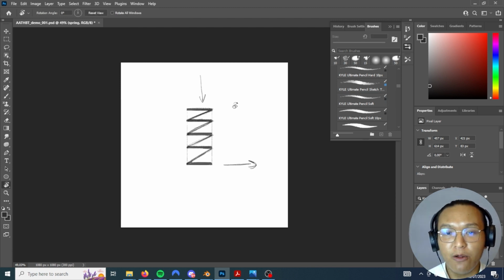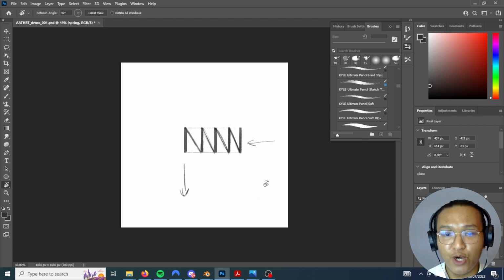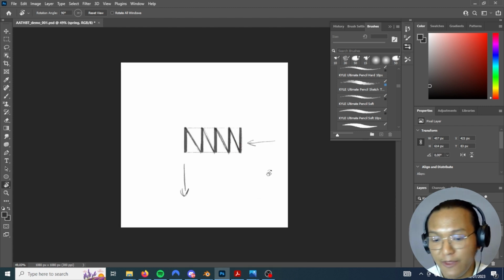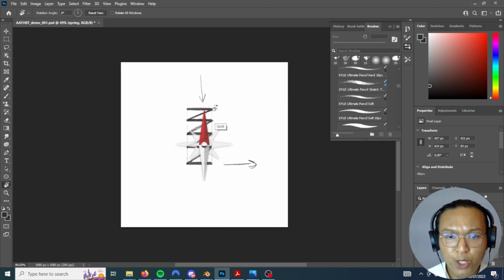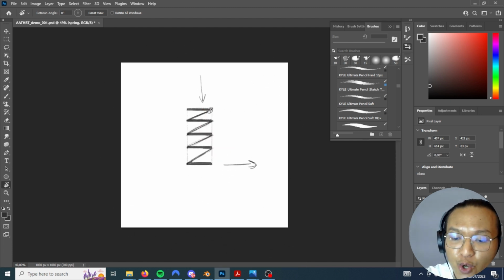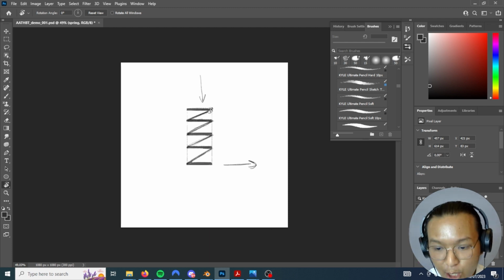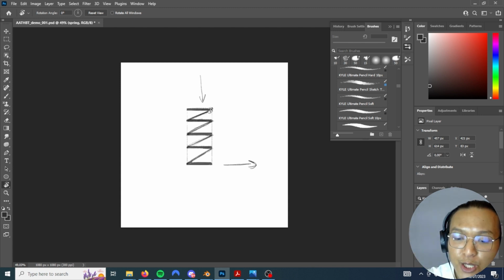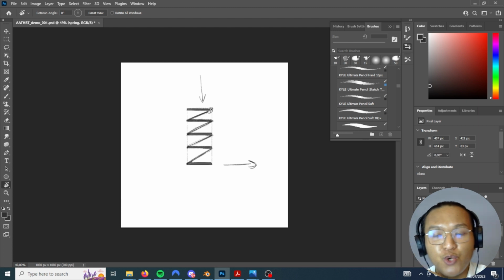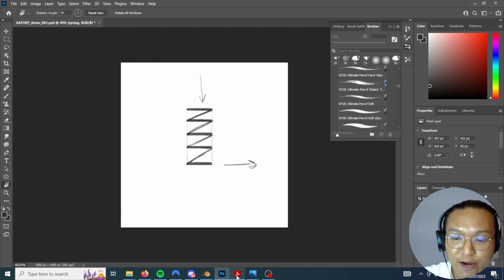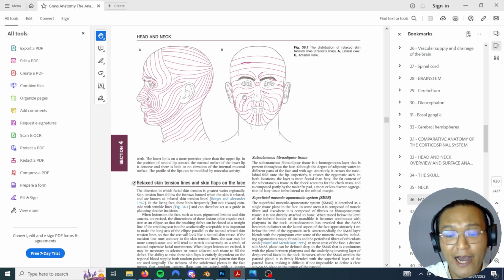If the metal is coiled vertically like this, then the force applied will go horizontally, right? So in short, the force applied will be perpendicular to the direction of the coils, and that is the spring theory. So what has it got to do with this diagram of ours, or our head topology in general?